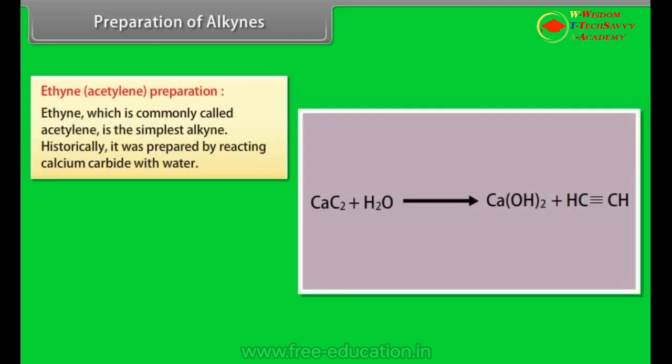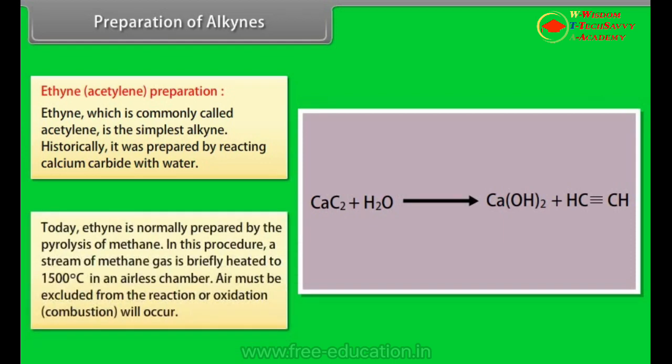Ethyne, acetylene, preparation. Ethyne, which is commonly called acetylene, is the simplest alkyne. Historically, it was prepared by reacting calcium carbide with water. Today, ethyne is normally prepared by the pyrolysis of methane. In this procedure, a stream of methane gas is briefly heated to 1500 degrees centigrade in an airless chamber. Air must be excluded from the reaction or oxidation, combustion, will occur.